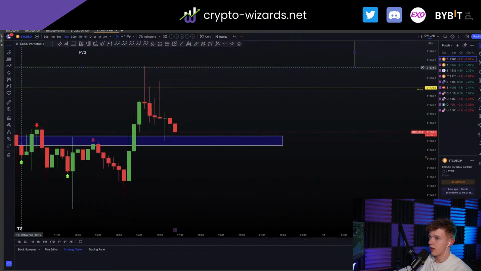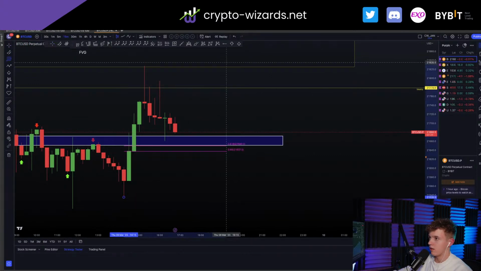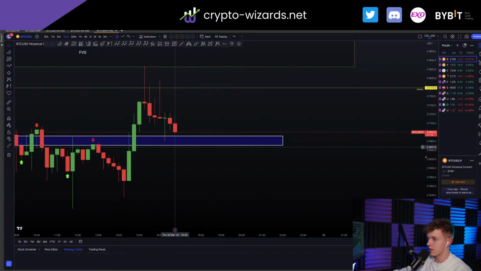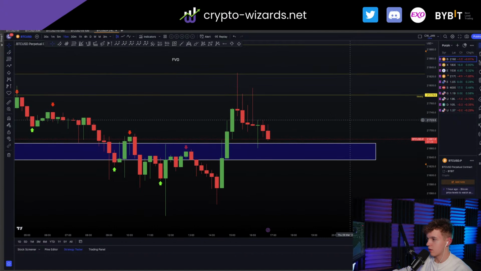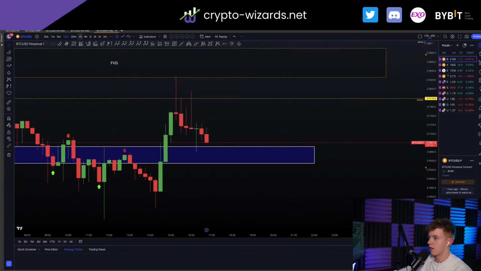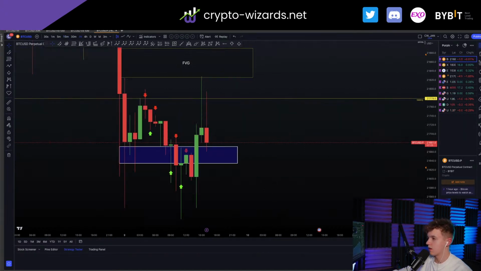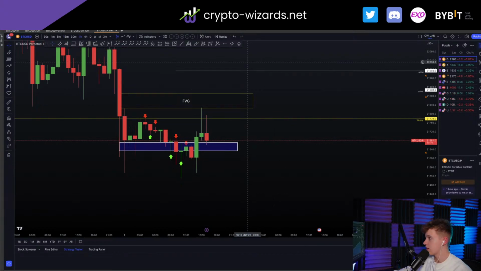Long in golden pocket. You mean this? Down there? Yeah, this is still a support. It's a zone, it's a box. It looks like this. So yes, could be.